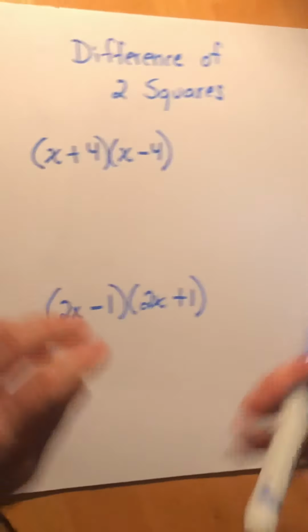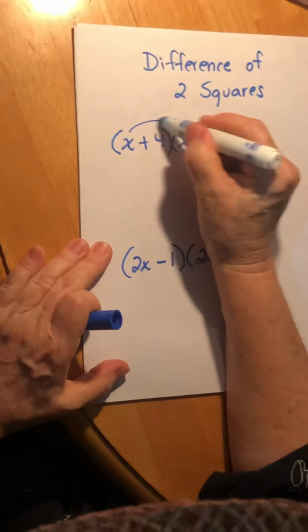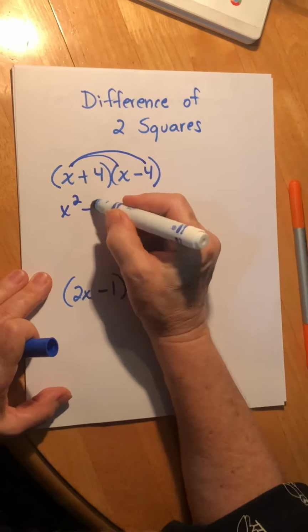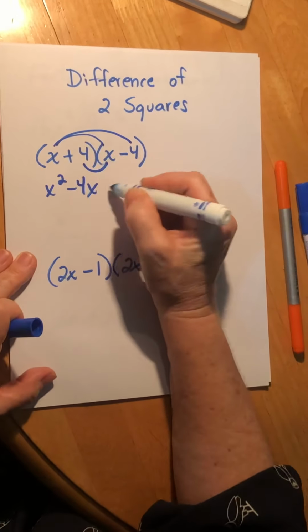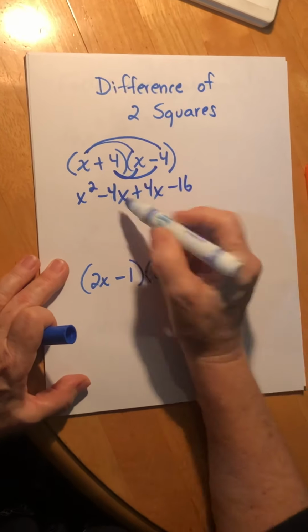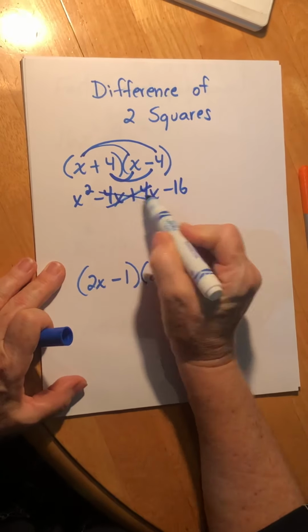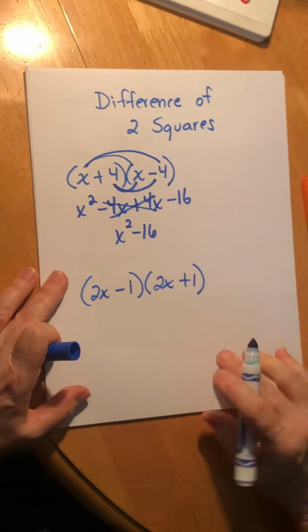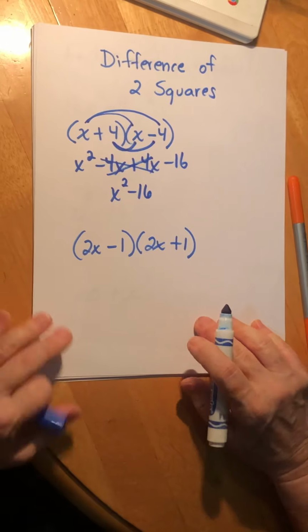Remember, when you're doing FOIL here: first, outer, inner, and last. And these two cancel because negative 4x plus 4x is 0, and we had this answer. Those were shortcuts if you used them.